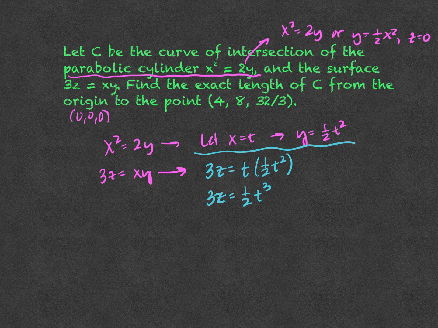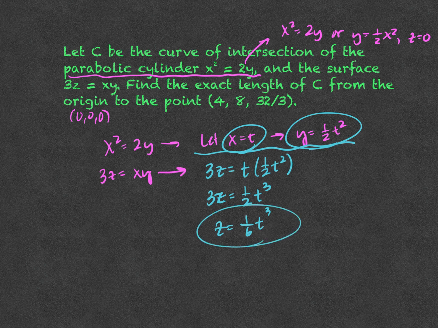My z's and my t's are starting to look alike, so be careful about that. Now let's solve it for z. So z equals 1/3 times 1/2, which is 1/6 t to the third. Now that we have our z in terms of a parametric equation, we have a parametric equation for x, one for y, and one for z as well. So we can go ahead and say our vector equation for this is t, 1/2 t squared, and 1/6 t to the third. So we have our beautiful vector equation.